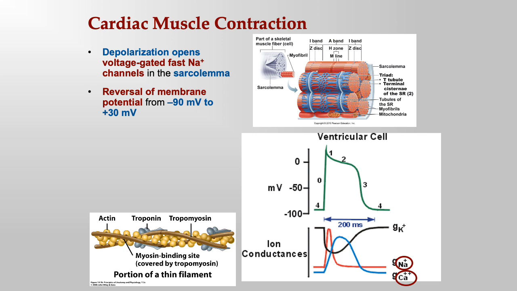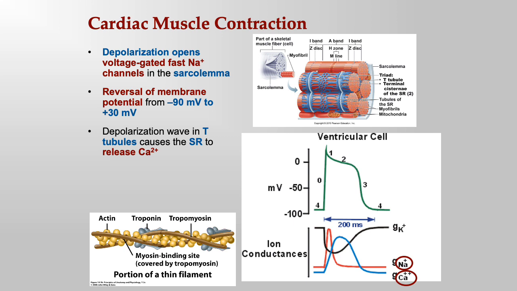We have a reversal of membrane potential from -90 to +30. So remember in the nervous system when we studied it, -70 was the resting membrane potential. In the heart it's more like -90. But just like in the nervous system, we depolarize up to like +30. So there's a massive reversal of membrane potential from -90 all the way up to +30.